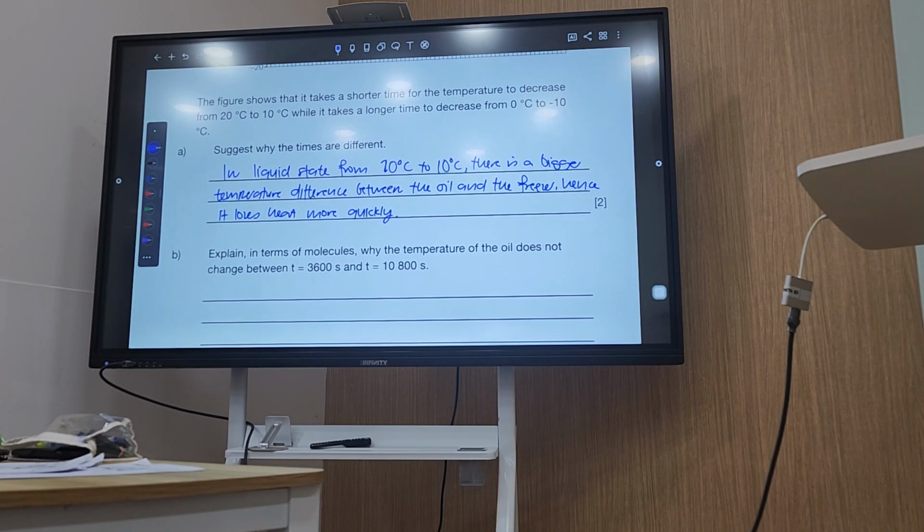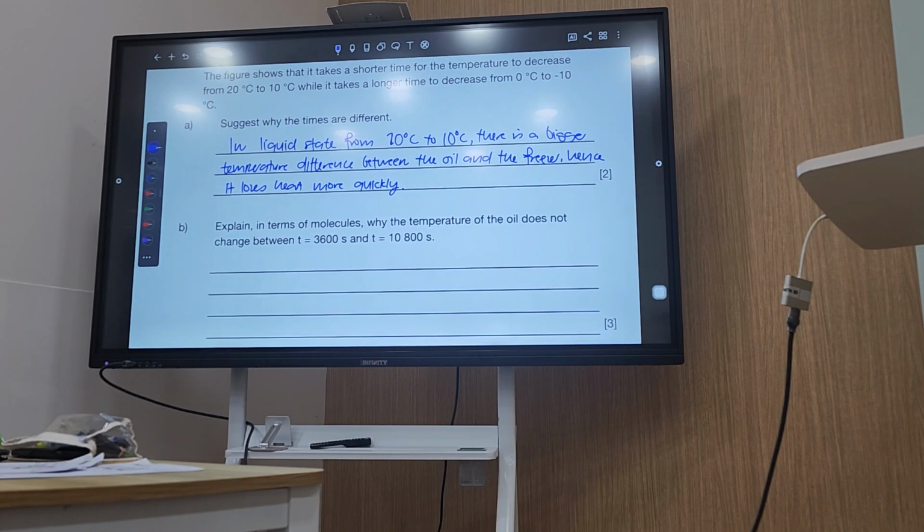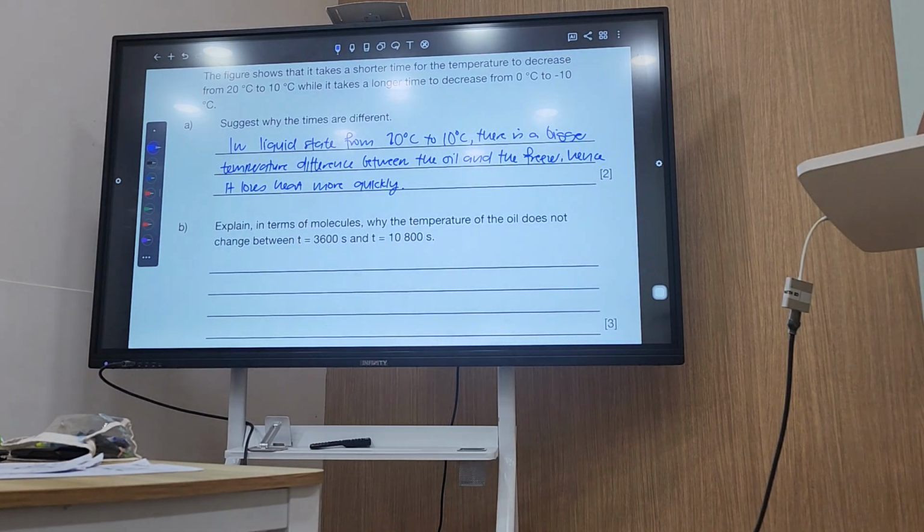Explain in terms of molecules why the temperature does not change between 3600 and 10800 seconds. Sarah? From time 3600 seconds to 10800 seconds, all the change were using point over space between particles. Is that what you wrote?